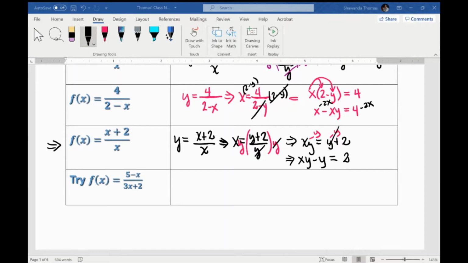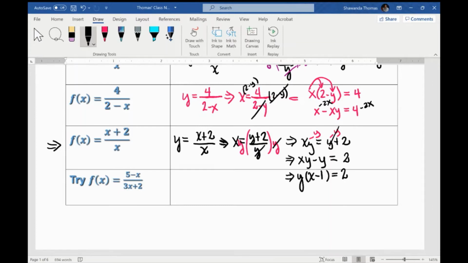Now you've got to factor out the y. So y times something equals xy minus y. Someone other than Kenneth: what is the other factor that multiplies times y to give us xy minus y? Would it be x minus y? It's 1. Correct. x minus 1.